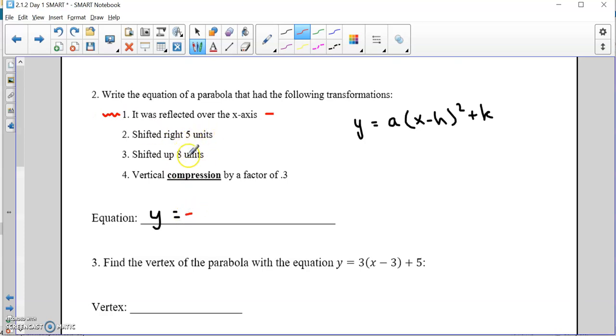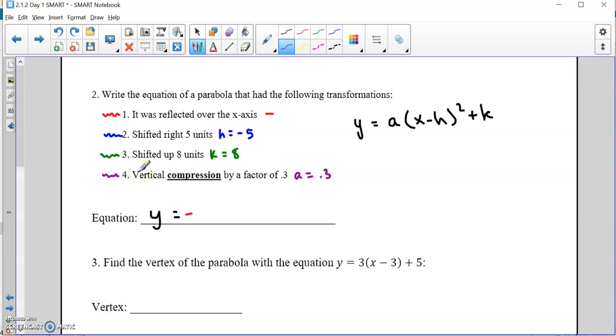Next, it was shifted to the right 5. And so that means we have an h value of -5. It's always the opposite with left and right. Next, we have shifted up 8. That tells us we have a k value of 8. All right, and lastly, we have a vertical compression by a factor of 0.3. Notice how it is a smaller number, so that's why it's a compression, and that tells us our a value is 0.3.